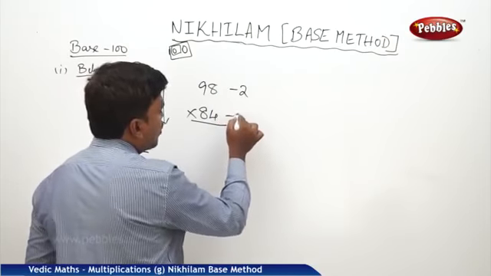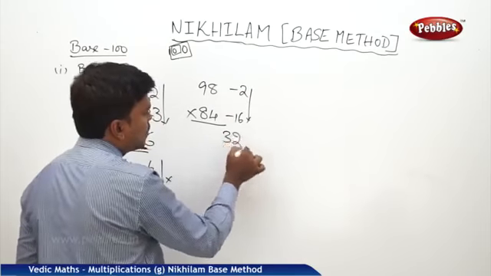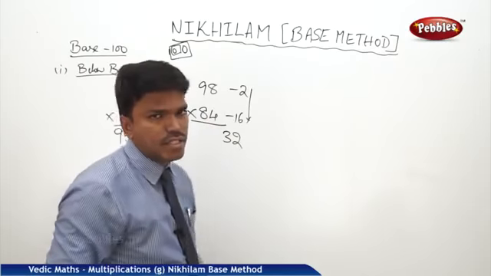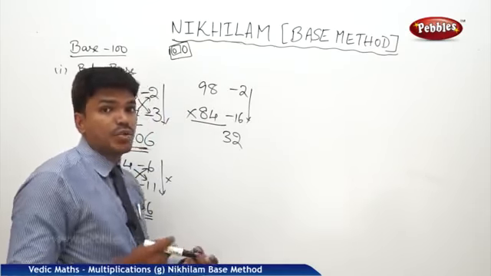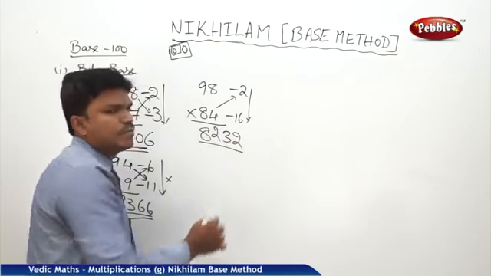Here how much? Minus 16. So minus 2, minus 16, plus 2 16s are 32. Okay, 98 minus 16 is easy, or 84 minus 2 is easy. Which one is better to do? Yes, 84 minus 2 is easy. So my answer is 8232.